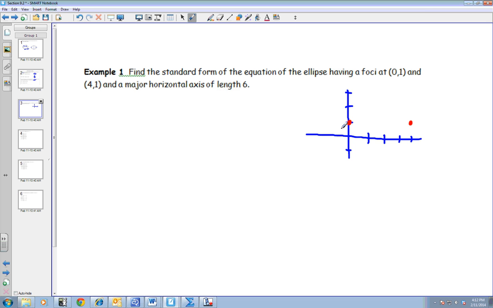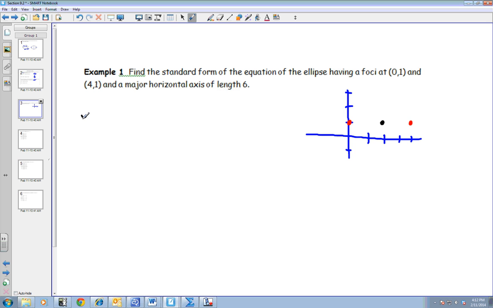Now, the first thing we want to do is find the center of this ellipse. If I know where my two foci are, I know that the center is right between those two points. Can you see that if those are my two foci, my center has to be right between them?